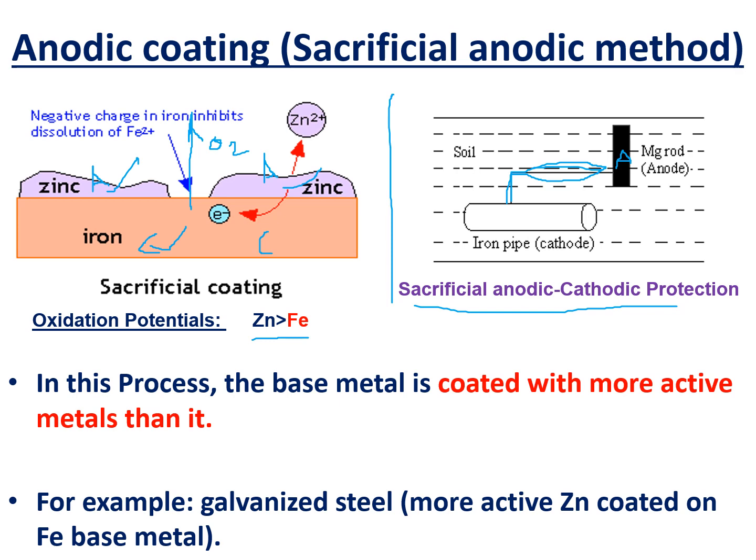It is also called galvanic coating. You can coat zinc on iron metal, zinc on copper metal, iron on copper metal, and copper on silver metal. All of these are examples of anodic coatings.